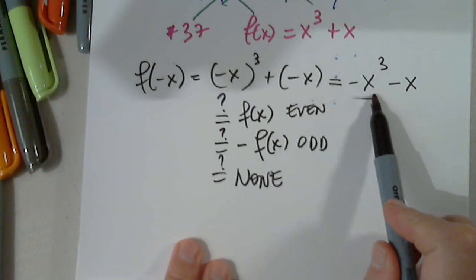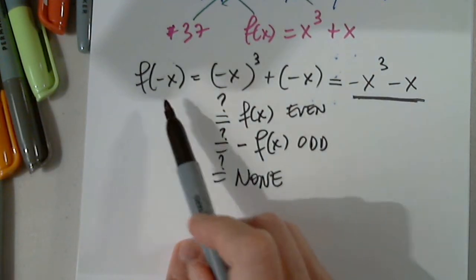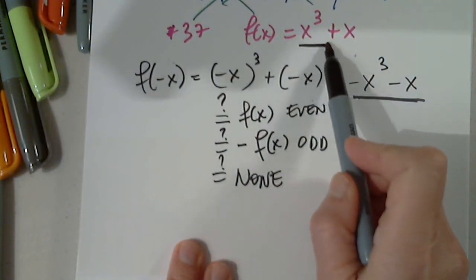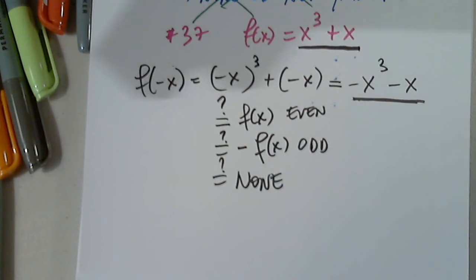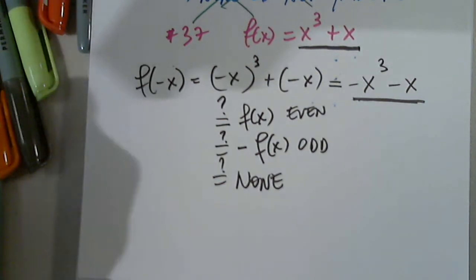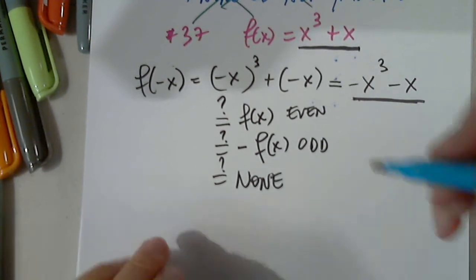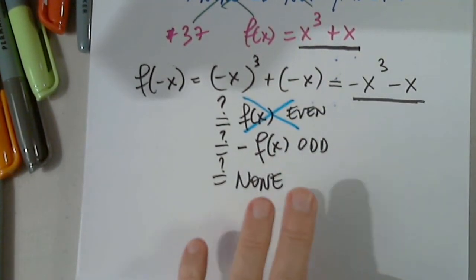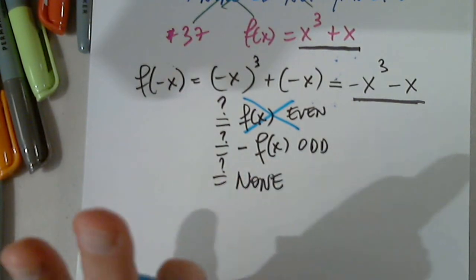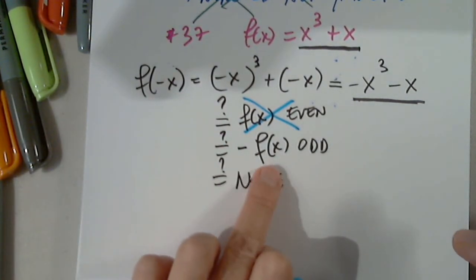So I look at what the result is of f of negative x. Does it equal the original function? If it equals the original function, we're done. We don't have to do research anymore. Does it equal the original function? No. Does it equal the negative f of x? I don't know. I haven't calculated negative f of x.